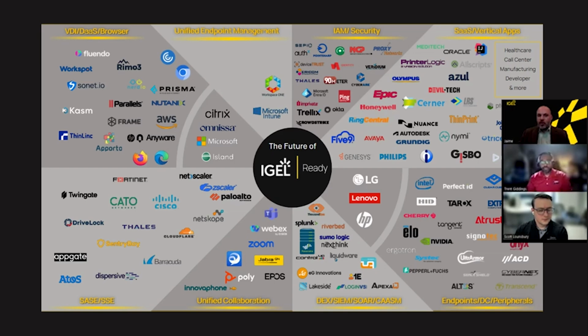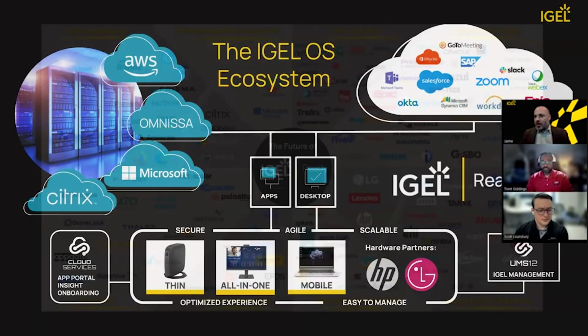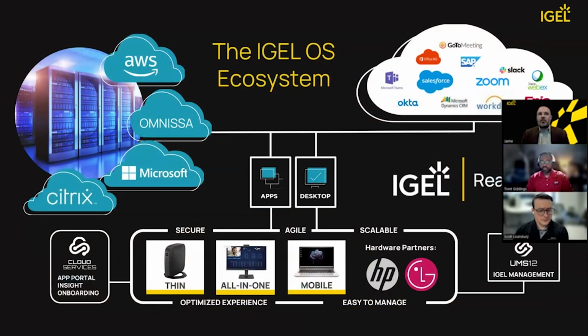So just architecturally, here's what it would look like, right? This is kind of a day in the life of the IGEL OS ecosystem. We have everything running on thin devices, all-in-ones, mobiles from our partners like HP, LG, Lenovo. It's all centrally managed through our UMS, which Trent alluded to and I've talked about very briefly.